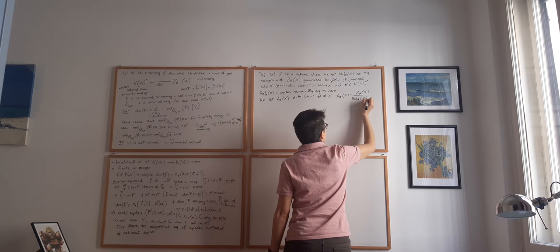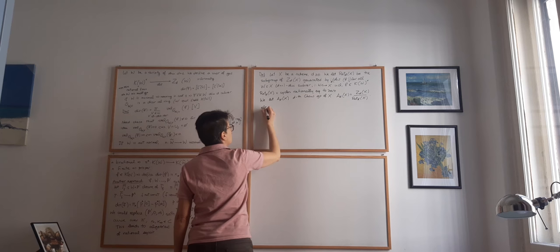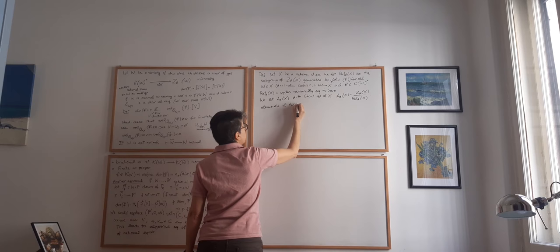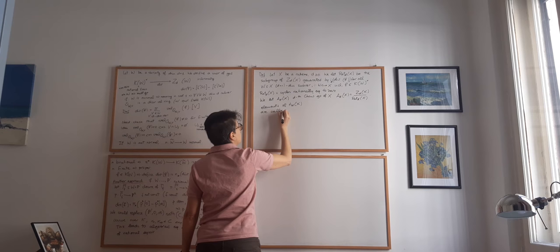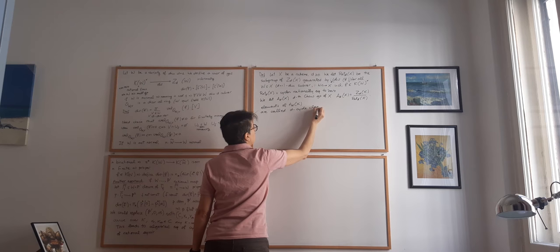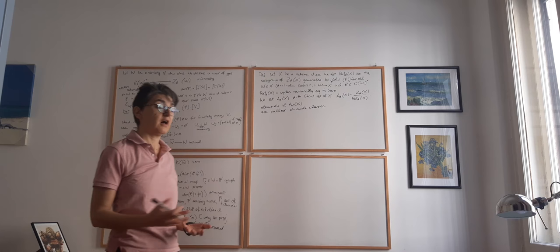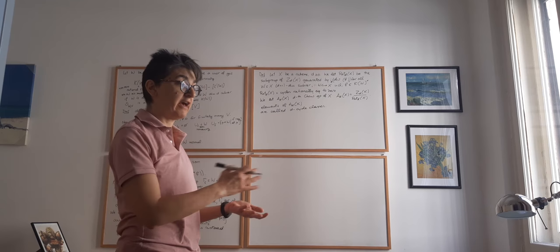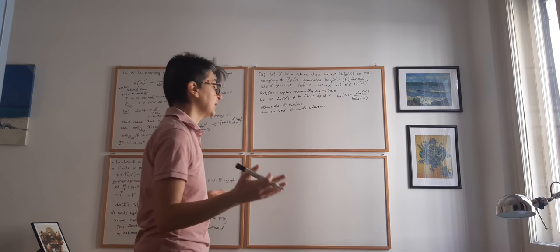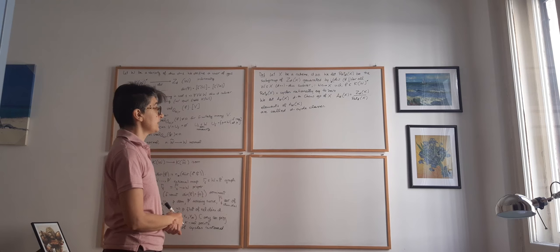So the elements of A_d(X) are called cycle classes, not cycles. A cycle is an element in Z_d, and a cycle class is an element in A_d. What you should think of is that this is really an analog of homology, where rational equivalence corresponds to the difference being a boundary. So this is the key definition.